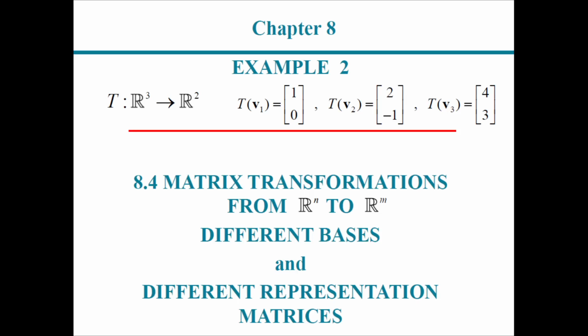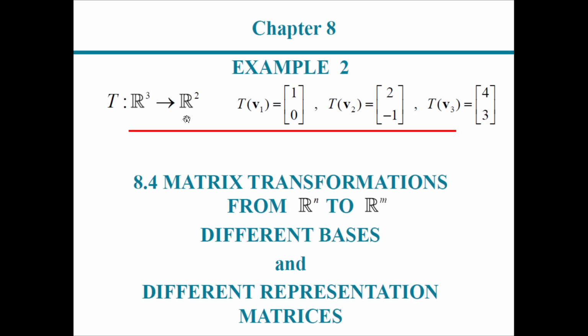Here we have an example 2, where we are given parts of information. Well, actually that's enough, we will see. So we have a linear transformation from R3 to R2. So this one transforms vectors with 3 components somehow into vectors with 2 components.